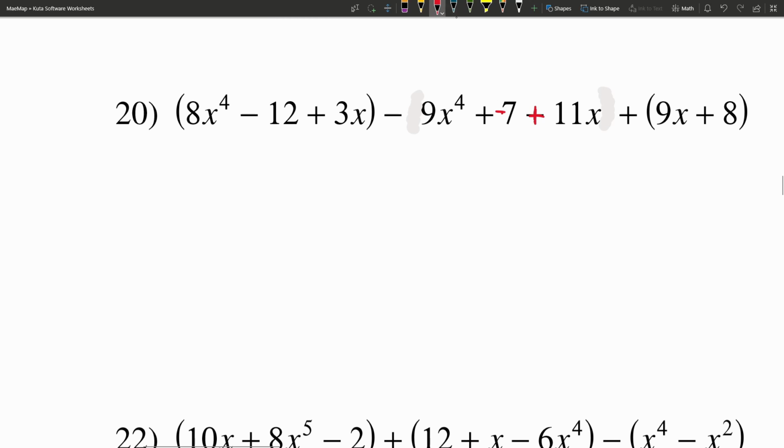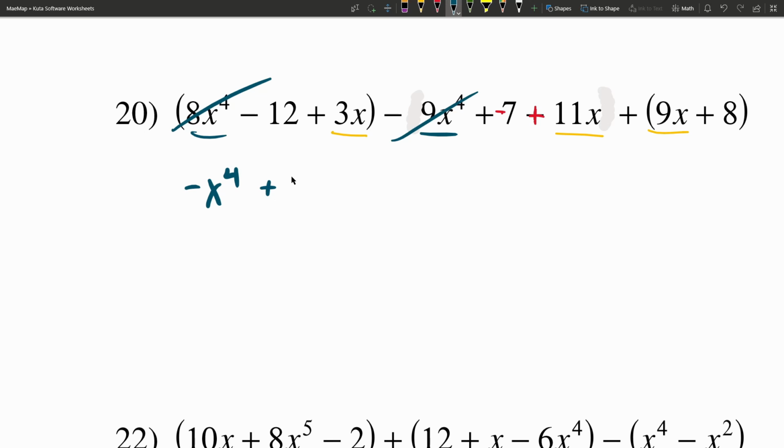So now I'll go right off the bat and combine my terms. I have a highest degree of 4, so that's 9x to the fourth and 8x to the fourth, where that 9 is indeed subtracted. So 8x to the fourth minus 9x to the fourth is a negative x to the fourth. So that took care of this term and this term. Next, I have an x to the first as my next highest degree, which occurs here, here, and here, which is a 3x, and then plus an 11x, because remember we got rid of those parentheses after distributing that through, and then plus a 9x. So 3 plus 11 is 14, plus 9 is going to be 23.